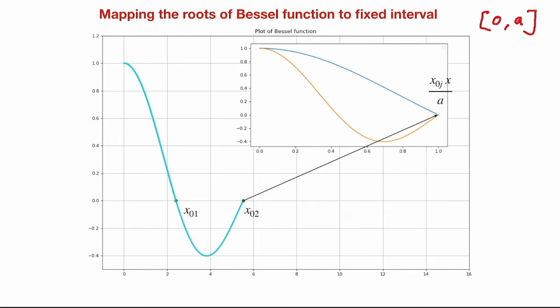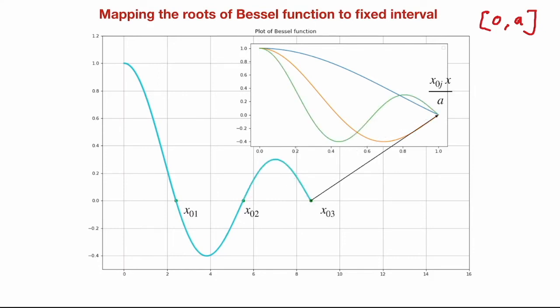It does become 0 at the value x equal to a. And then we take the third root, that is x03, and then we have a 1.5 cycle, which is again mapped into the interval 0 to a, and again it nicely satisfies x equal to 0. Again, this plot is not as symmetric as sine omega t because the roots are not at regular intervals. If the roots were at regular intervals, probably they would have looked very similar, except that some of the scaling is slightly different.